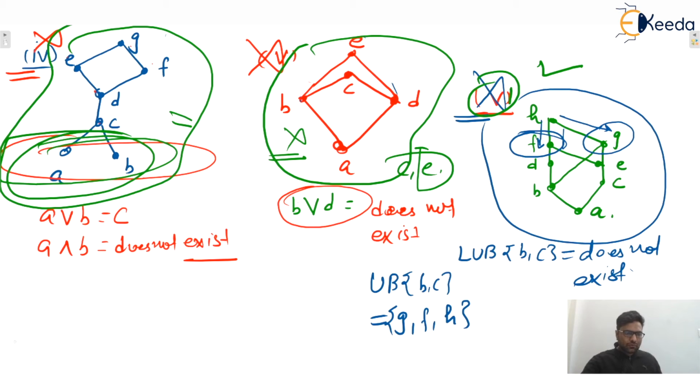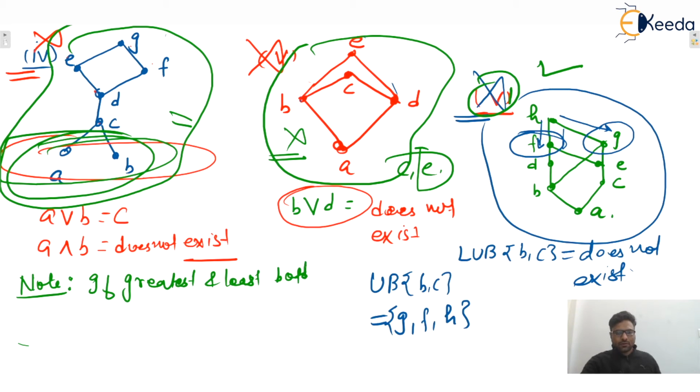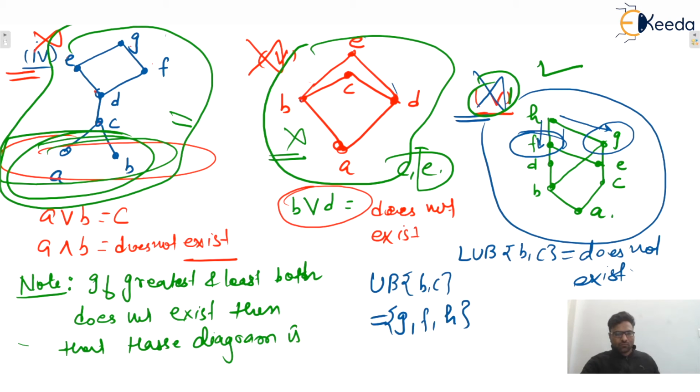Okay, so write down one note. We can say that if greatest and least both do not exist, then that Hasse diagram is not a lattice, isn't it? Okay, so that is all about lattices.